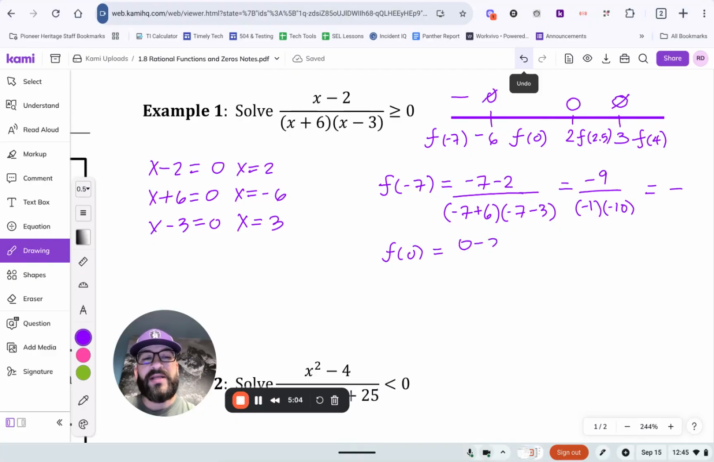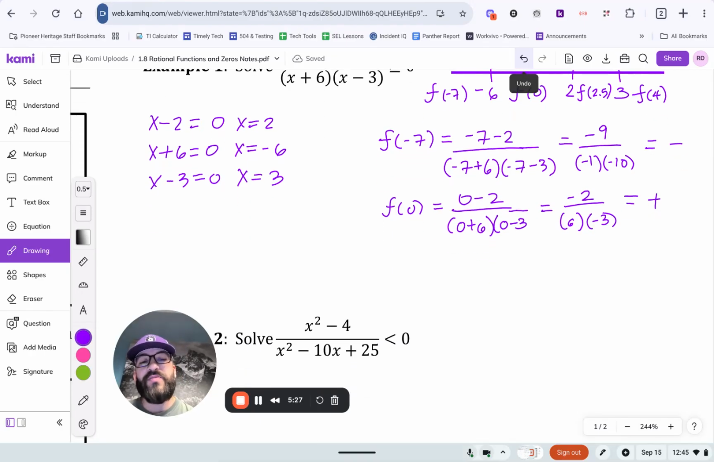Give me 0 minus 2 over 0 plus 6 and 0 minus 3. That would give us negative 2 over 6 times negative 3. That would be a negative over a negative, which would give me a positive for that one.